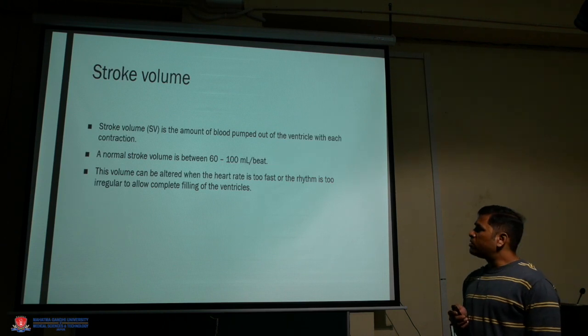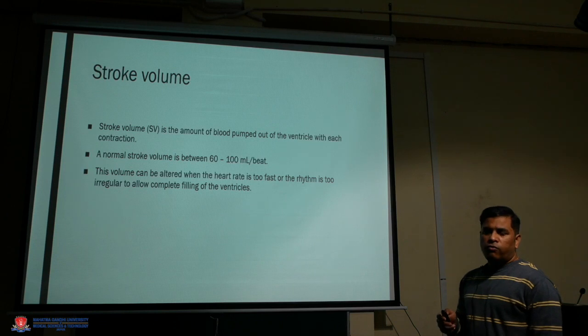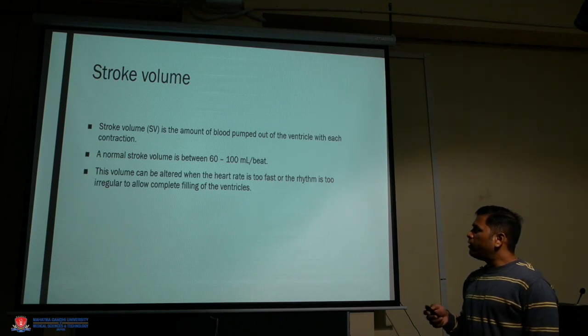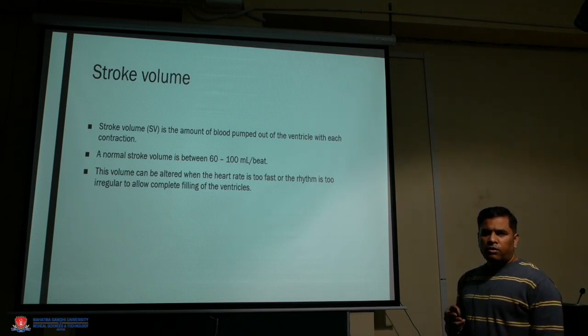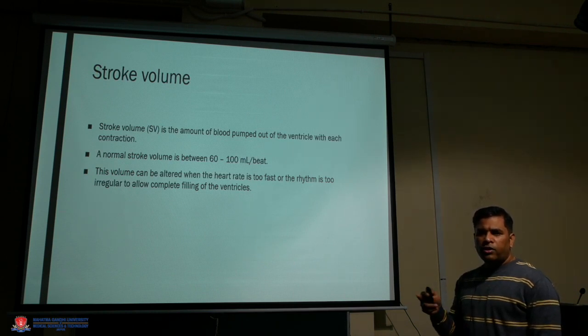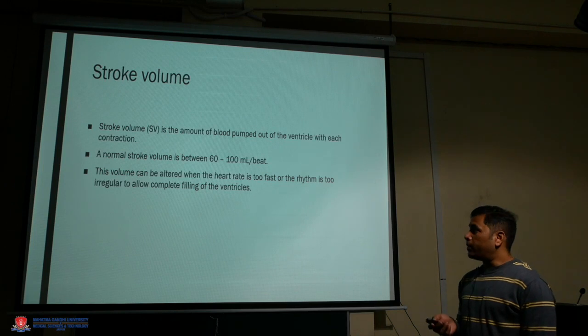The normal range is 60 to 100 ml per beat, and it can be altered when the heart rate is very fast or very low, or when there is any arrhythmia, which will cause improper filling of the left ventricle, and hence the stroke volume will also alter.